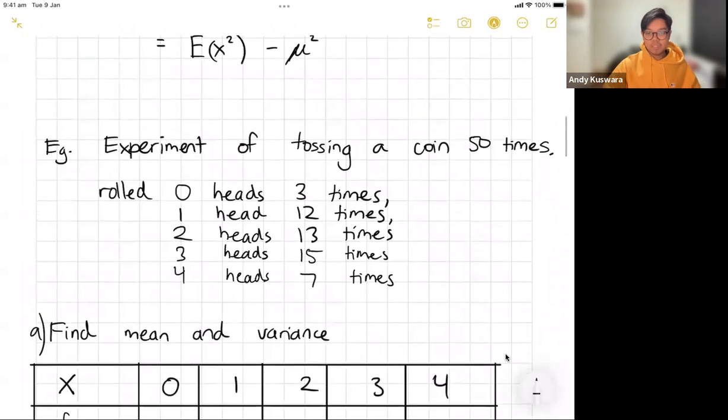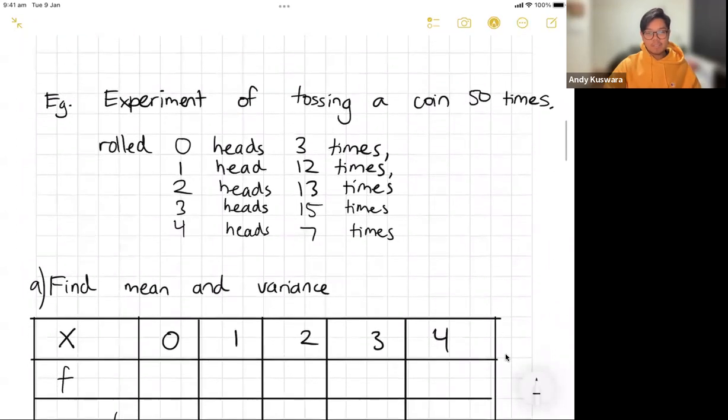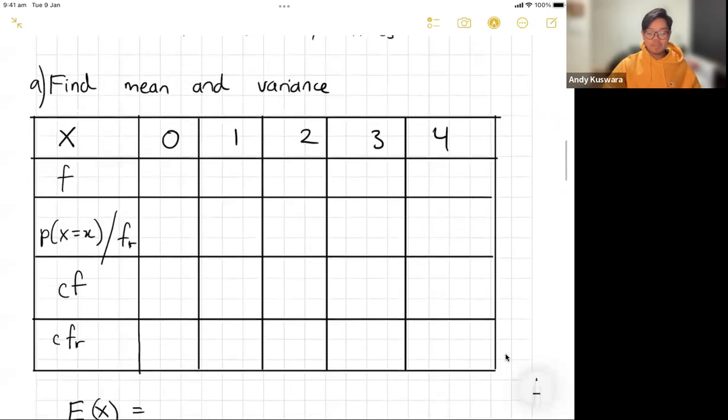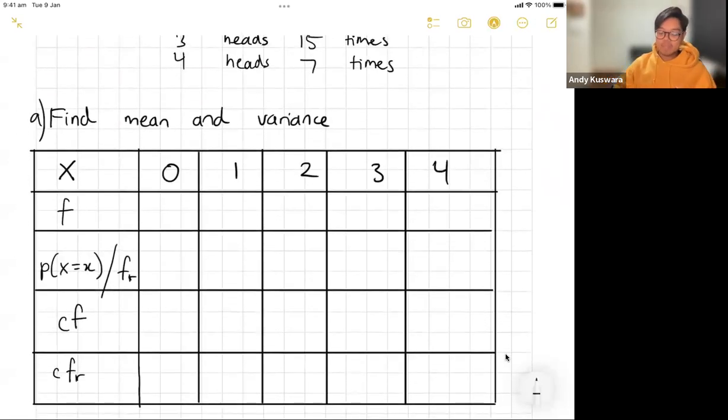So, an experiment of tossing a coin 50 times. Let's say, for example, we got 0 heads 3 times, 1 head 12 times, 2 heads 13 times, 3 heads 15 times, 4 heads 7 times. This is an unlikely experiment, but we're just going to say we took 50 tosses where we only got between 0 and 4 heads, so we're not counting 5 or 6 or more. We're going to find the mean and variance, but this is a bit of a recap on how to find mean and variance, how to use this table, or even just the terminology.